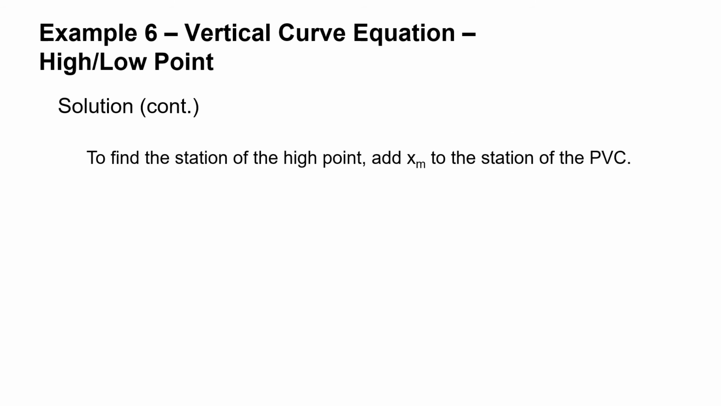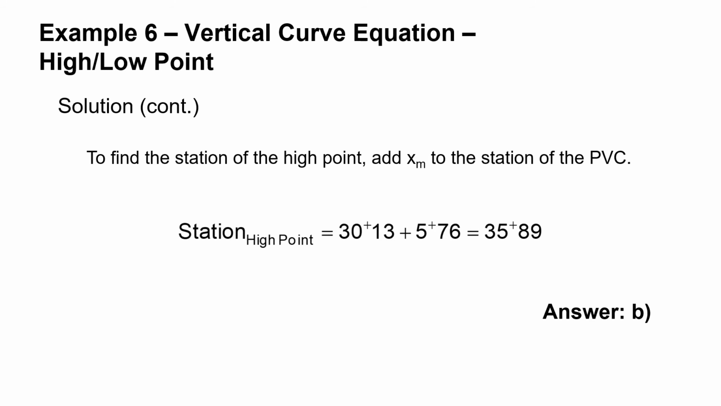Now we can find the station by adding x sub m to the station of the PVC. Our station of our PVC was 30 plus 13. We had 5.76 stations to get the station of the high point of 35 plus 89. And that is answer B.